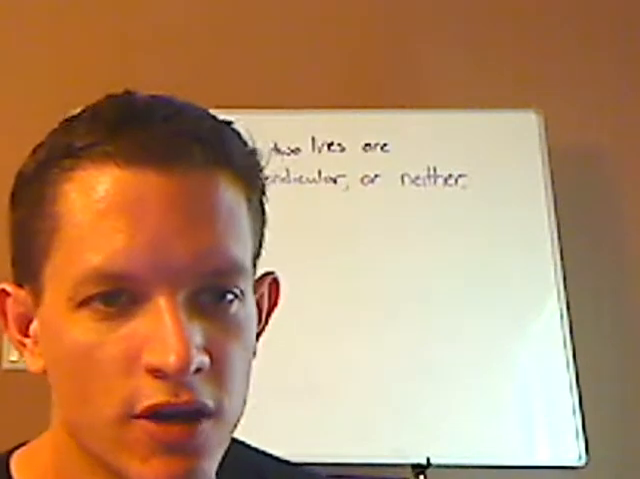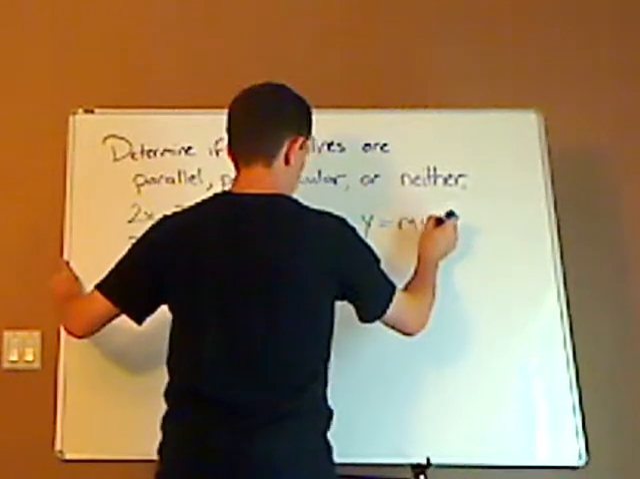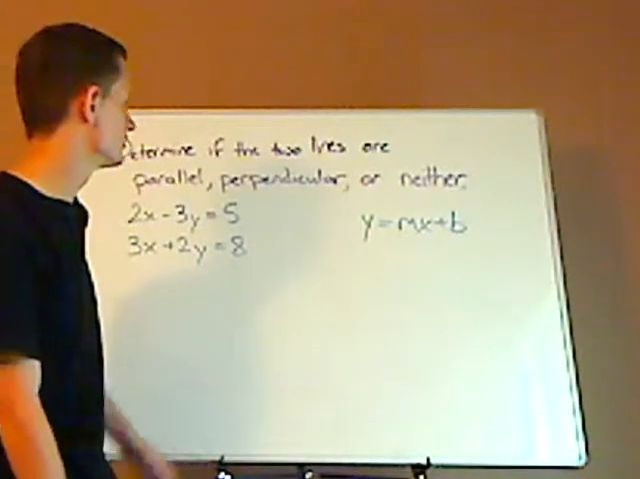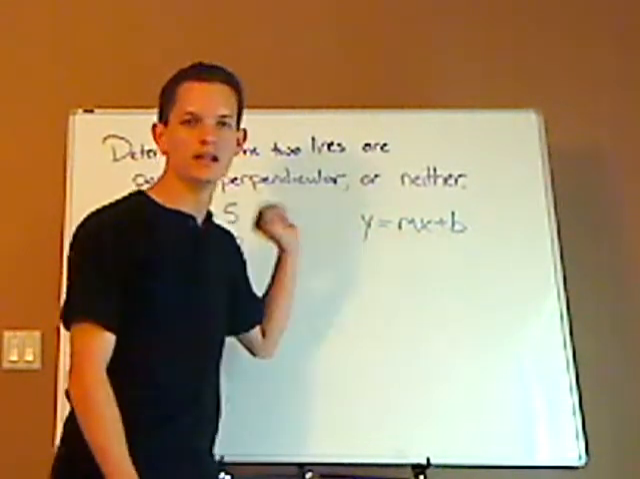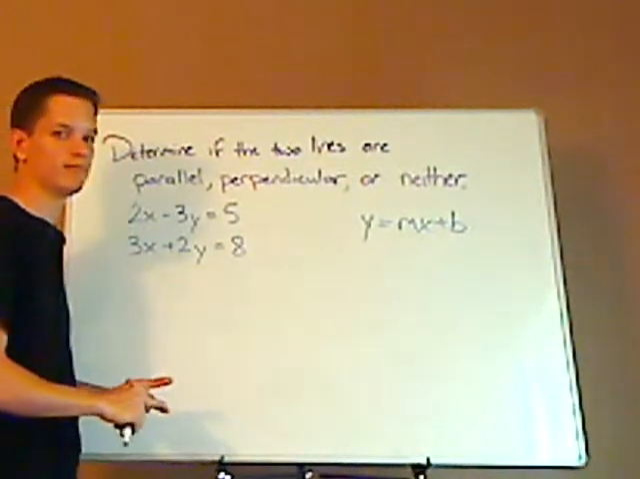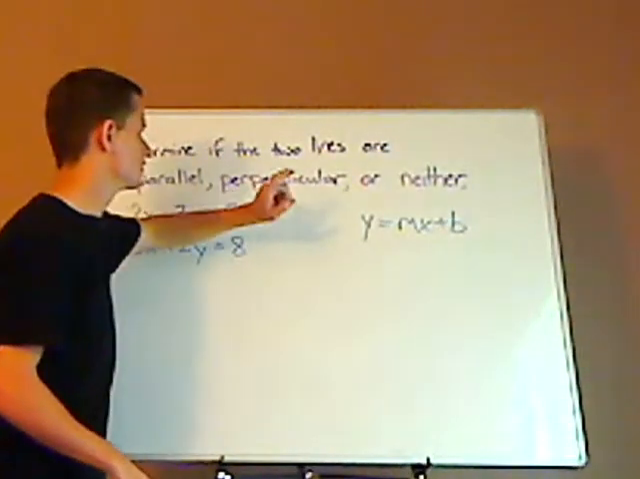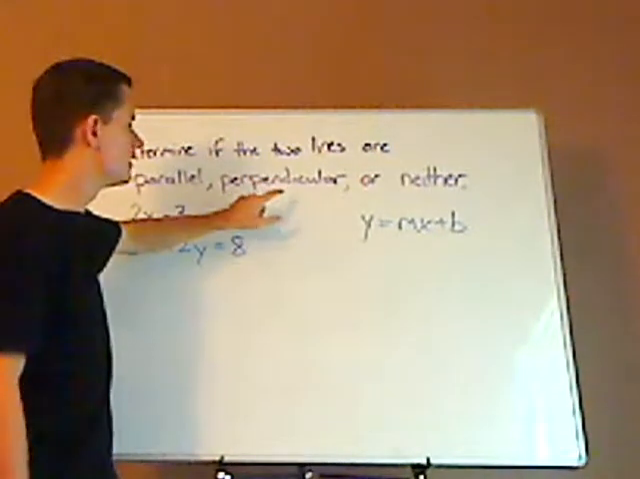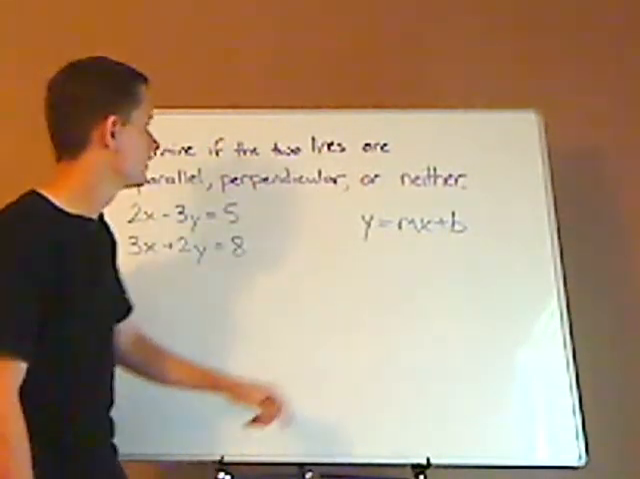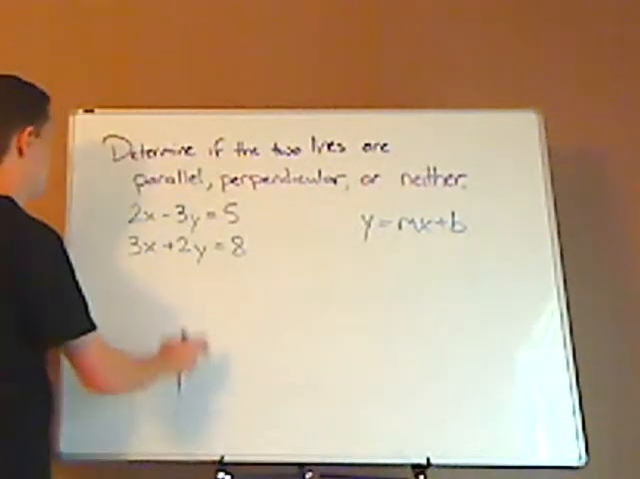Alright, so the basic strategy for this type of problem is to first get them into slope-intercept form. Slope-intercept form is y equals mx plus b, where m is your slope and b is your y-intercept. Because once you get in that form, if the slopes are the same, if the m's are the same, then they're parallel. If the slopes are negative reciprocals of each other, or when you multiply the two slopes you get -1, then it's perpendicular. If it doesn't fall into those two categories, then it's neither. So it's best to do that.